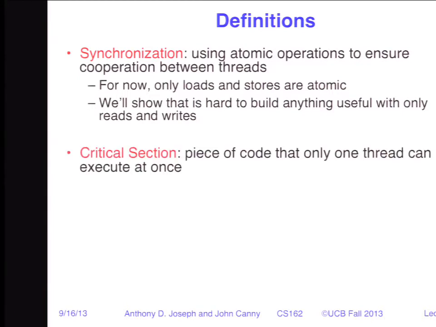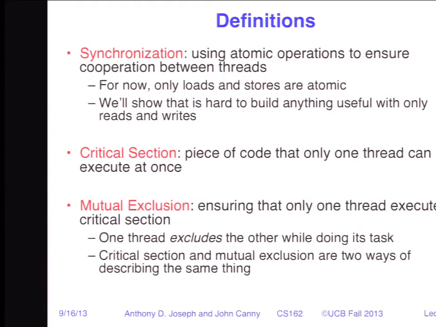The second definition is a critical section. A critical section is a piece of code that only one thread is allowed to execute at a time. So if we have a critical section, only one thread can enter it and start running. No other thread is allowed to enter. Finally, mutual exclusion is a way that we ensure that only one thread at a time gets to execute a critical section. So one thread being in the critical section excludes the other thread from being able to execute in that critical section. These are basically two ways of saying the same thing. Mutual exclusion gives you a critical section, and a critical section gives you mutual exclusion.